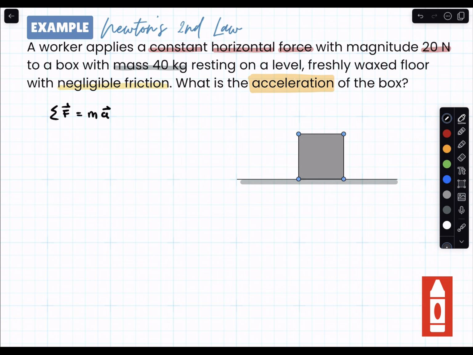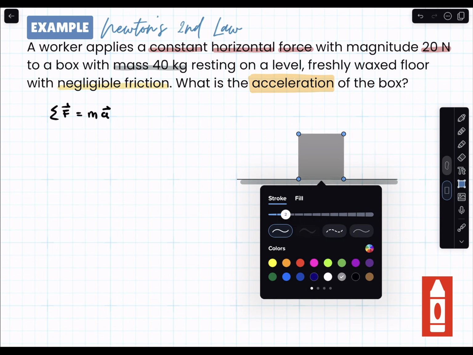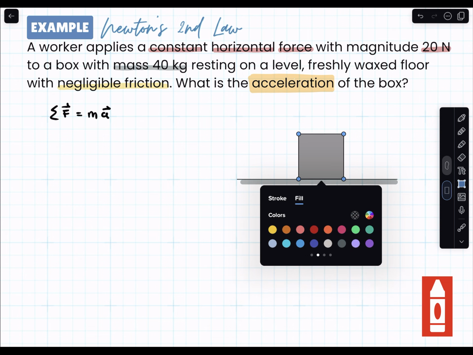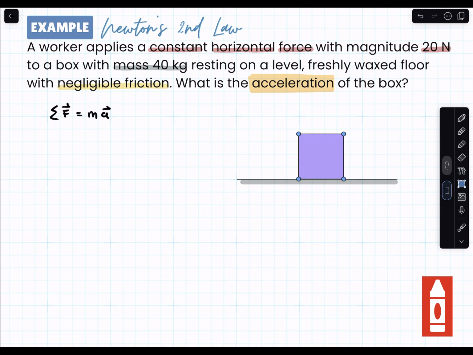We'll make it a little bit less. Oops. Fill it in with a slightly lighter shading. All right, so we now have our box. Let's make it purple. Why not? Okay, back to gray. Okay, so we also have a worker. So here's our worker pushing the box. He has little shoes. You don't have to necessarily draw the worker, but sometimes it can be fun.